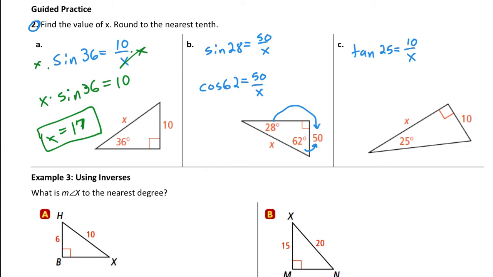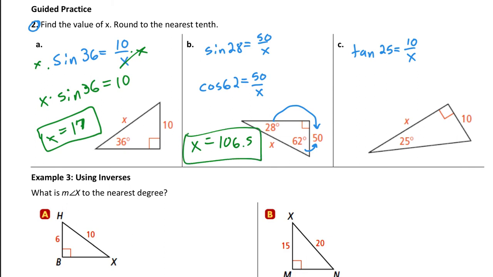With some of these problems, basically you're either going to have x on the top or x on the bottom when you write your ratio. If x is on the top, you would multiply both sides by the number that's on the bottom of that fraction. If x is on the bottom, you take that number, so in part B, I would take 50 divided by the cosine of 62, or 50 divided by the sine of 28. Either way, the hypotenuse, x, ends up being 106.5.